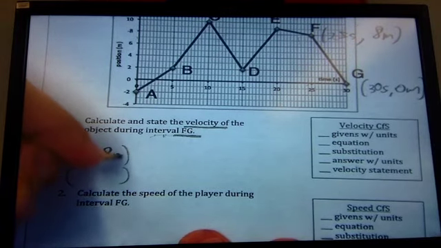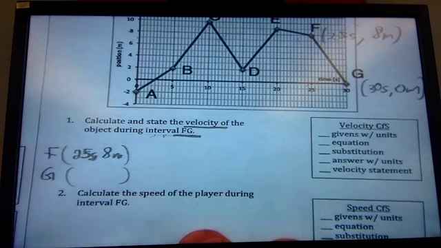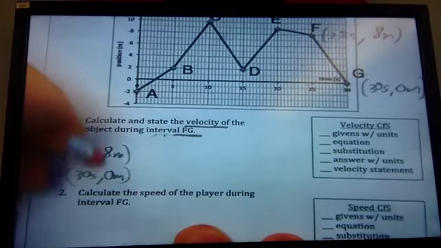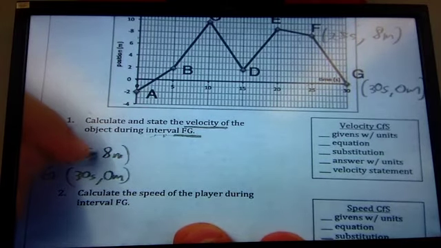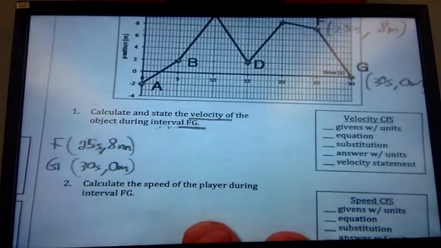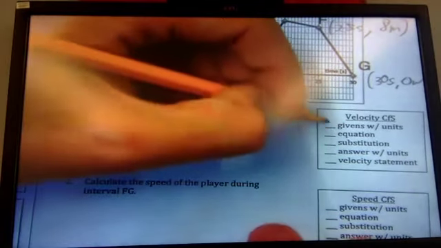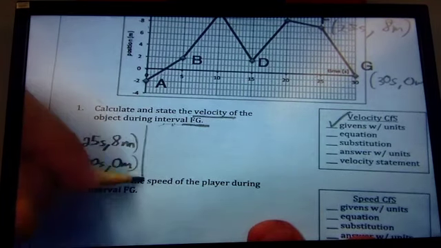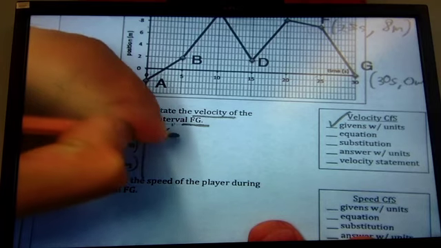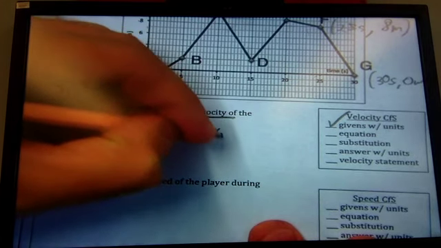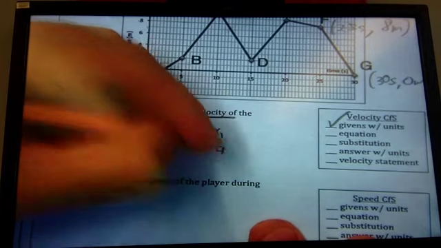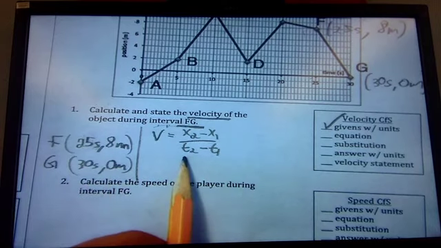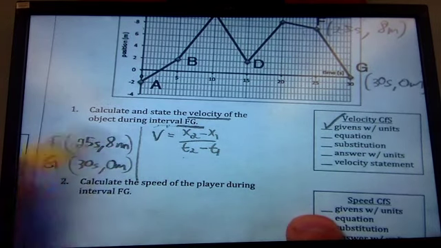25 s, 8 m, 30 seconds, 0 meters. Great. This is what I mean by listing givens with units for a velocity problem. Next, we have to write the equation. The equation for velocity is x2 minus x1 over t2 minus t1. Put another way, it's position 2 minus position 1 over time 2 minus time 1. Which of these is which?